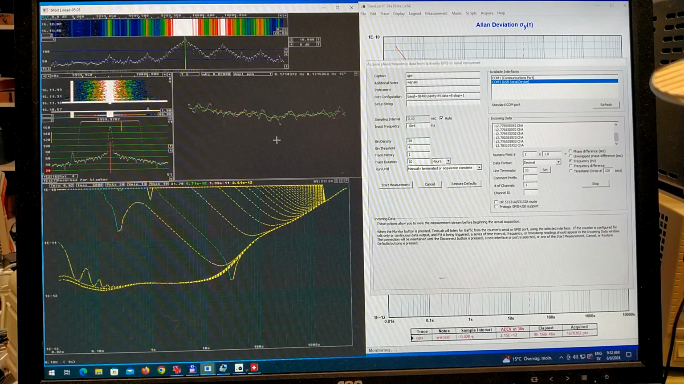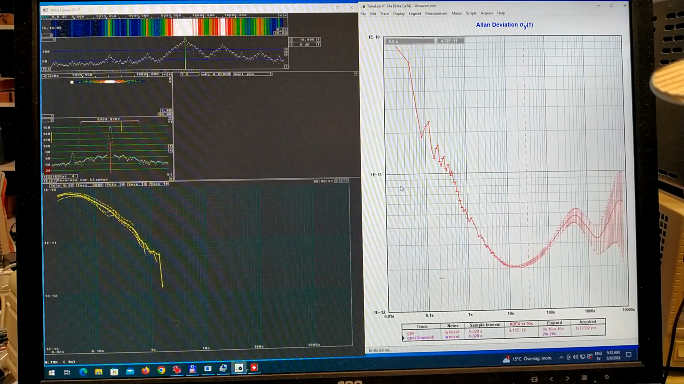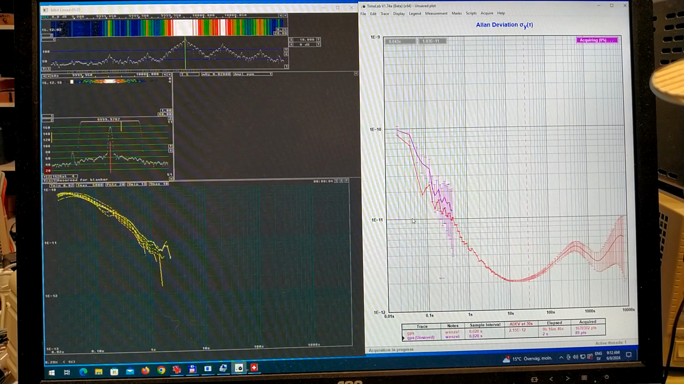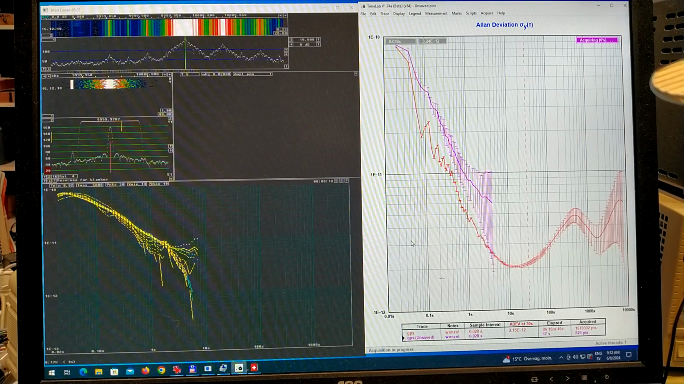I have connected the better of the two rubidium-controlled oscillators, and I reset Linrad and start TimeLab to see where it comes. And it is more noisy than the GPS. That is known since before. But I will leave it for quite some time to see what happens at several hundred seconds, where it should be probably better.